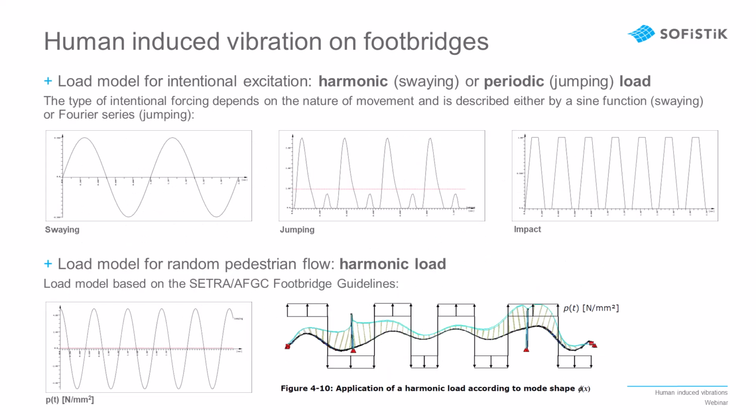When it comes to intentional excitation, the mathematical description of the loading function depends on the nature of forcing. In the scenario where a group is trying to sway at the frequency of the bridge, there is a constant feet contact with the deck with no impact observed. Therefore, a sine or cosine function can be implemented. When the group is trying to jump in tune, which is much harder to execute than swaying in tune, by the way, we come back to the Fourier series as described in the previous slide.